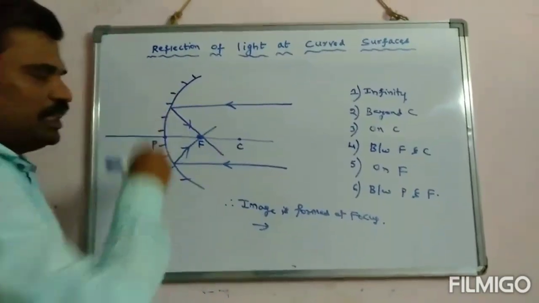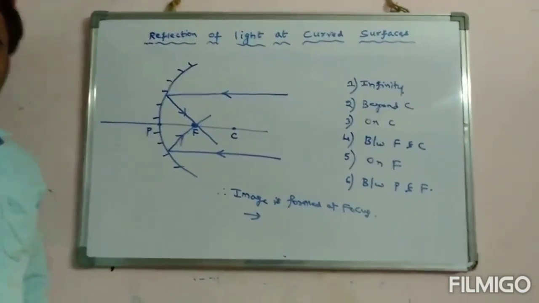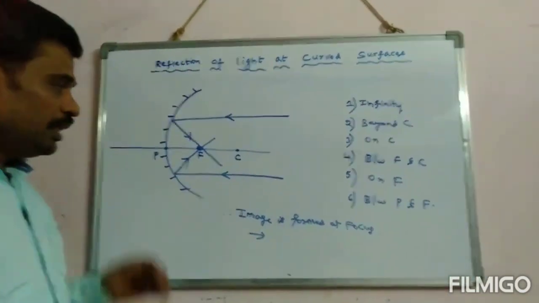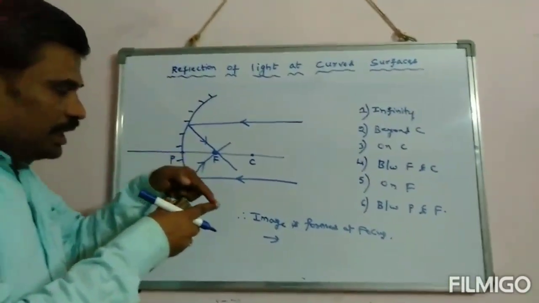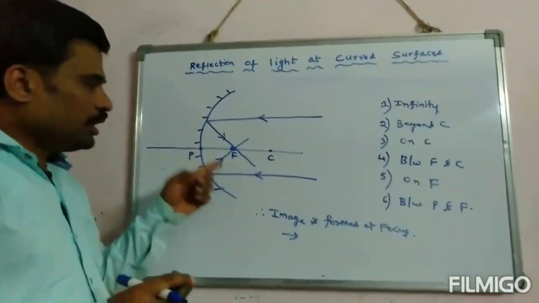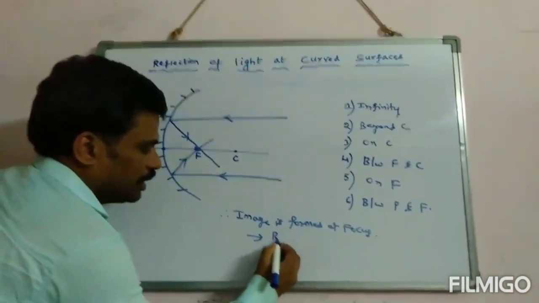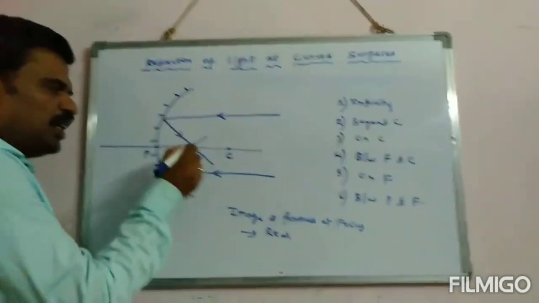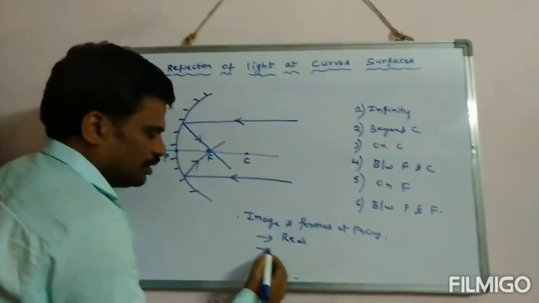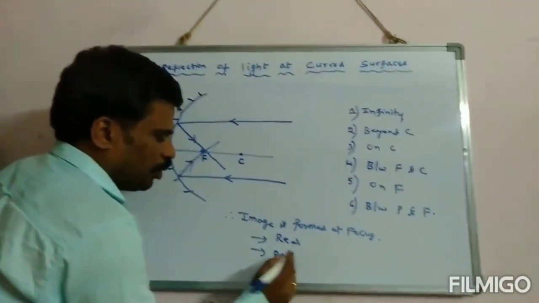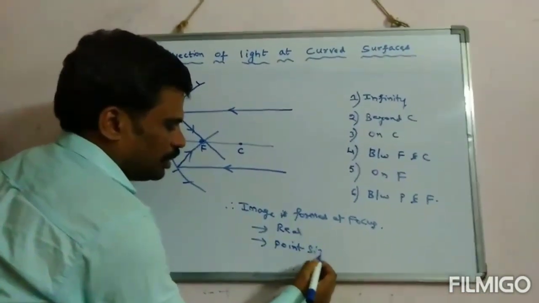And what type of image is formed here? Yesterday I said when the rays are meeting, converging at a point, the image is a real image. The image is real. And you can see the image is point sized.